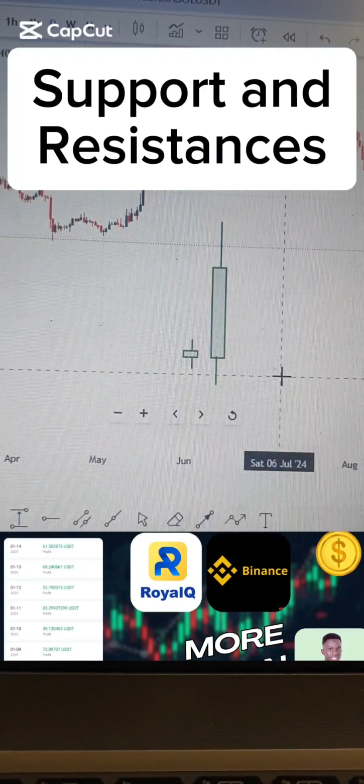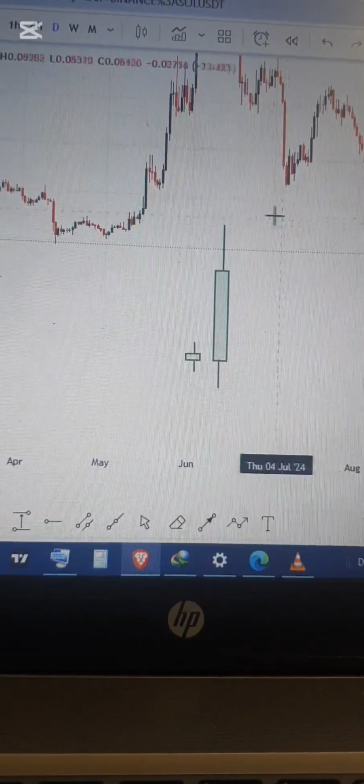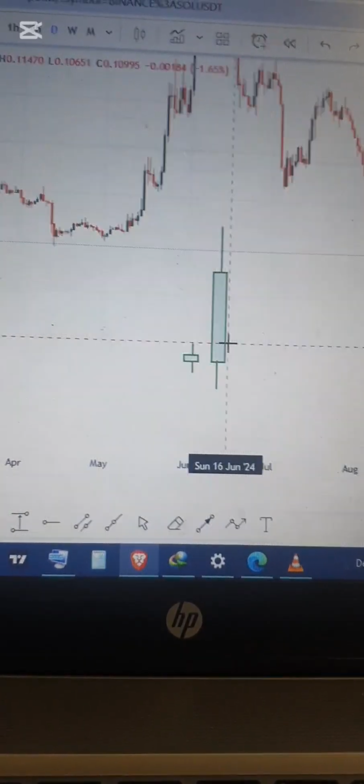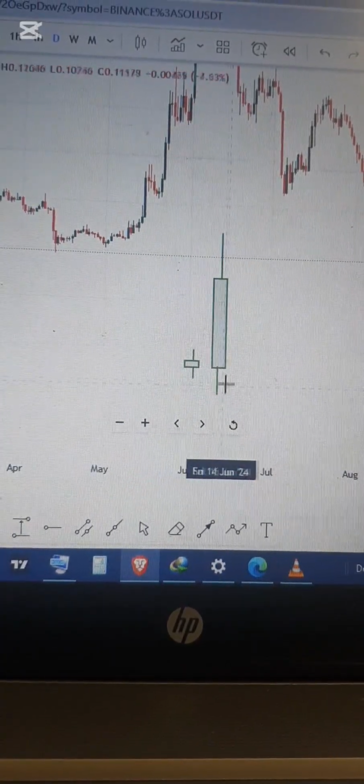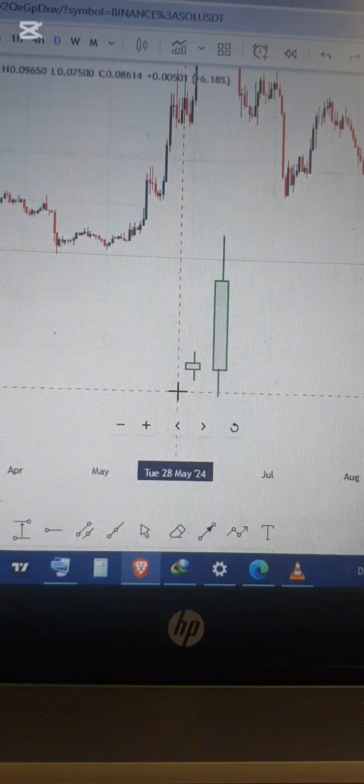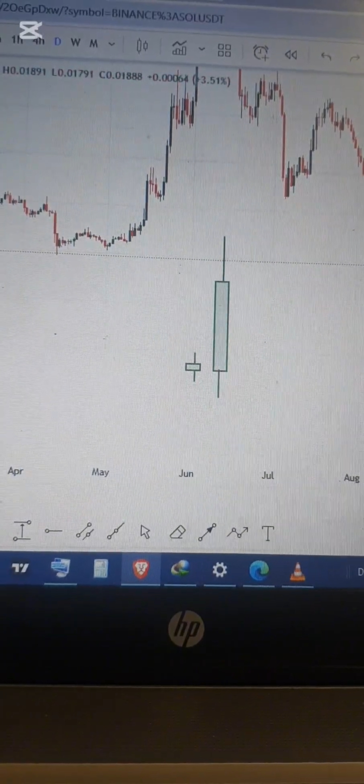Today let's look at support and resistances. Yes, we shall just use these two candles, this one and this one, for just demonstration. Then we go to live charts. For me, I have just my simple rules that I use to draw support and resistance.